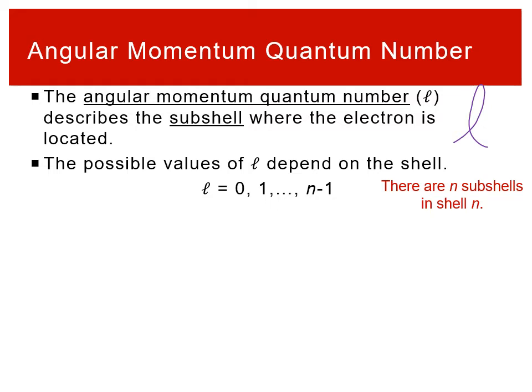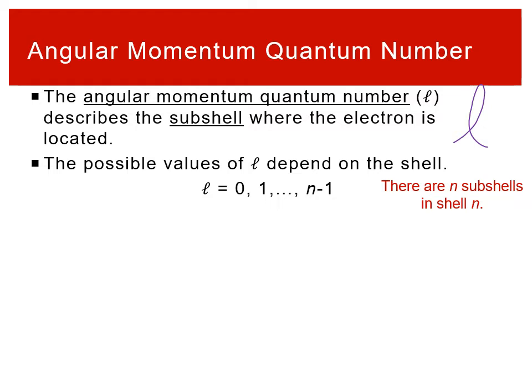This describes the subshell where the electron is located. So N was the shell. That would be something like the state that the electron is located in. Subshell would then be something along the lines of, say, city, right? So that's the city where the electron is located in.